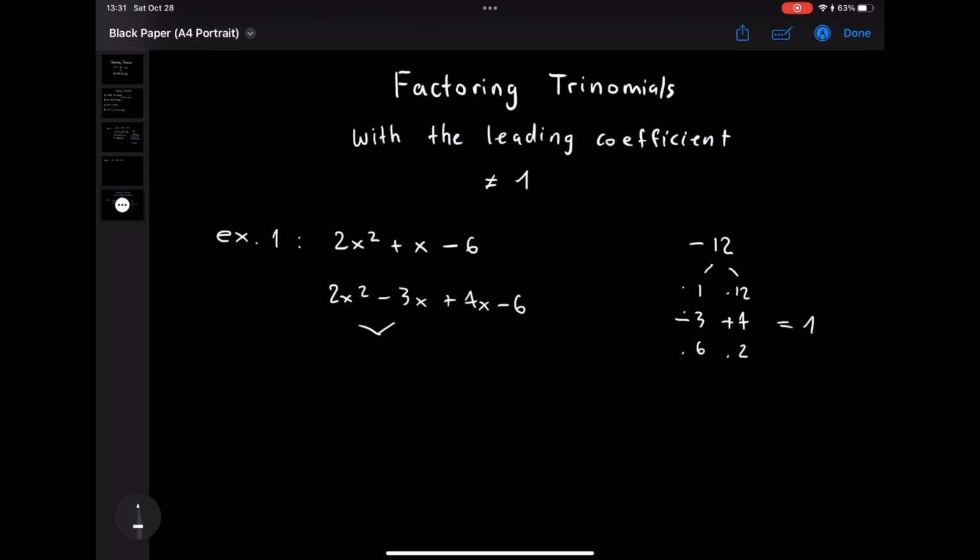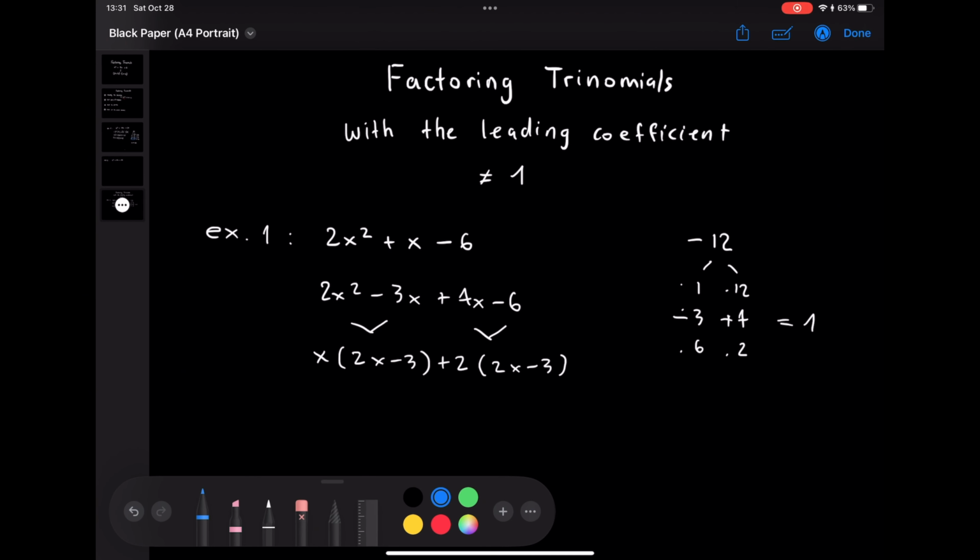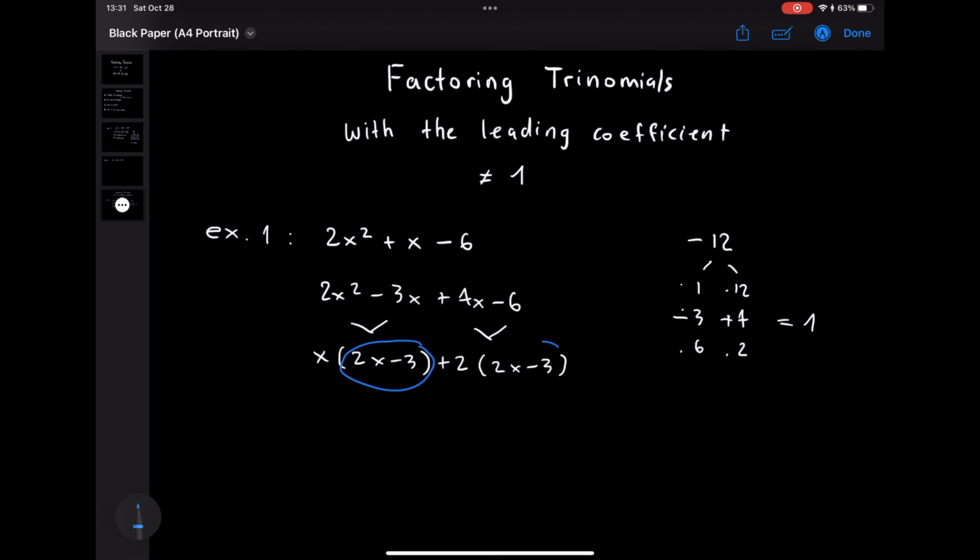Here it would be x. So that would be x times (2x -3). And then in this one, it would be 2. So that would be plus 2 times (2x -3). And now we can see again that these two binomials are exactly the same. So that means we can just take out what's left.